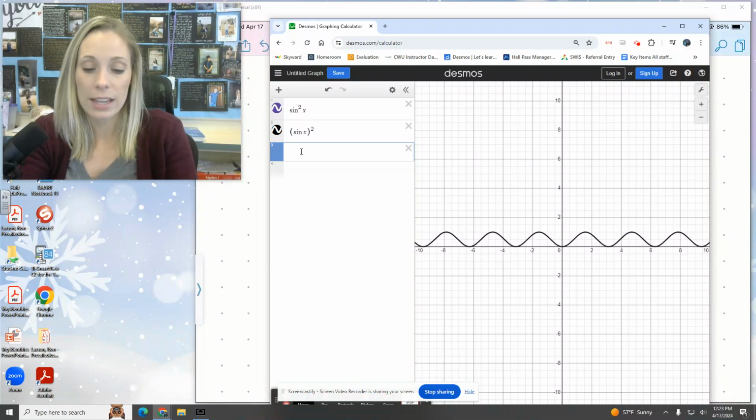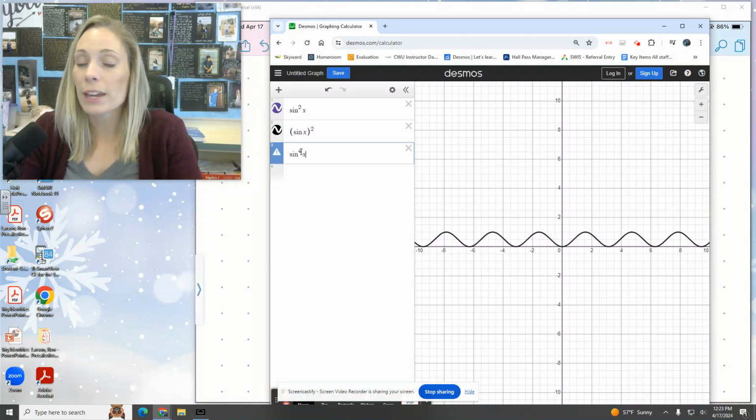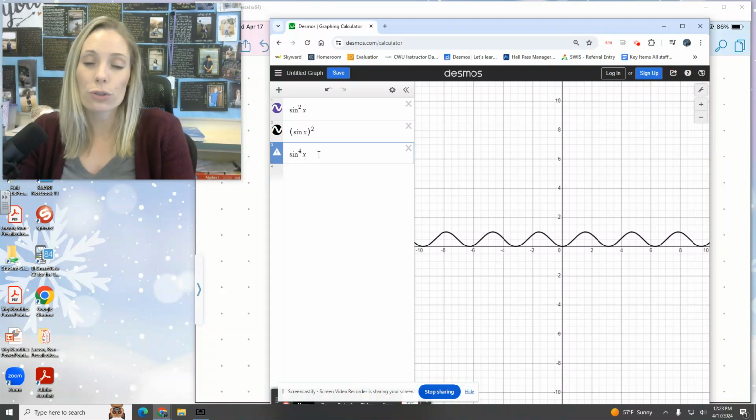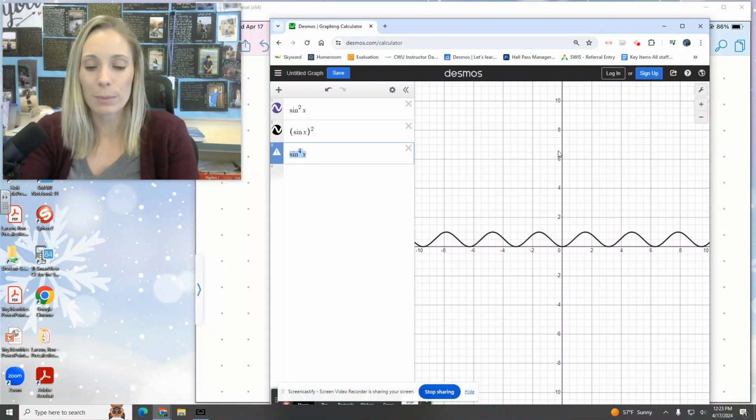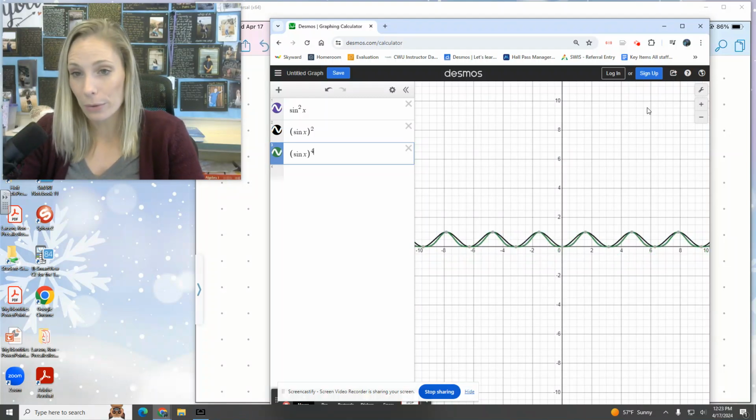When we get to things like sine to the 4th power, you can't write sine to the 4th power like this. That's how you'd write it on your paper. But if you're trying to plug it into Desmos, Desmos just hasn't been coded to handle that yet. So if you're trying to type it into Desmos, you're going to write it like sine of x to the 4th power, like that.